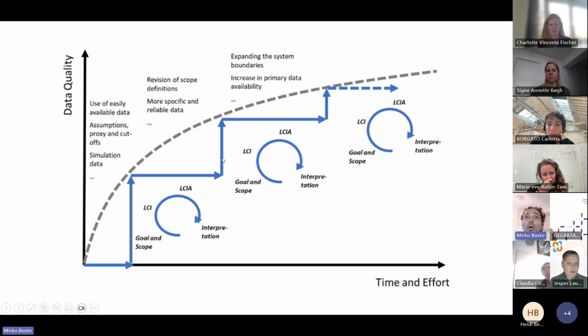So we can go on with another iteration and build a model that is based on a higher data quality and that can give more objective, more credible results. And this goes on up to the end of the project, when the data quality that has been set in the goal and scope has been reached.